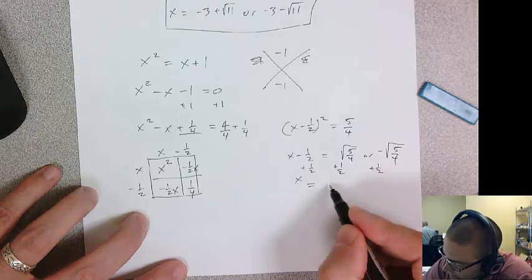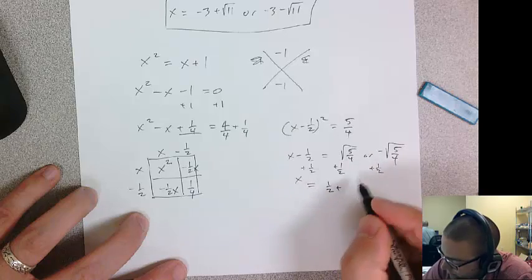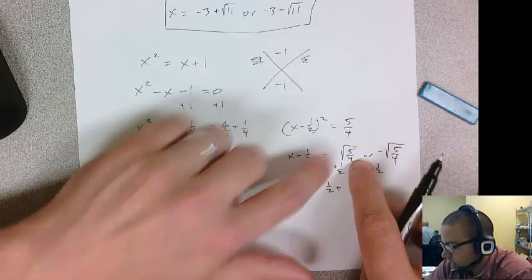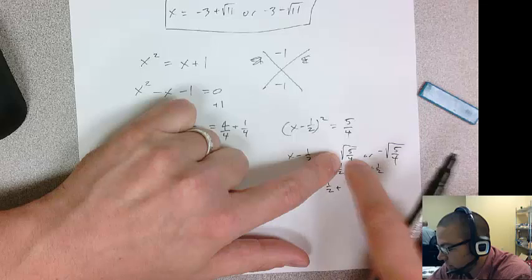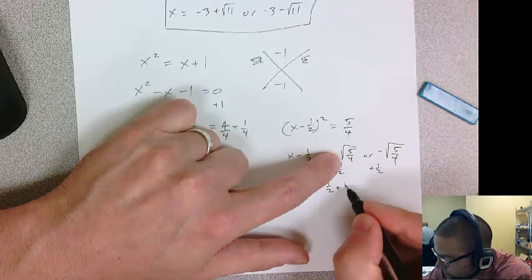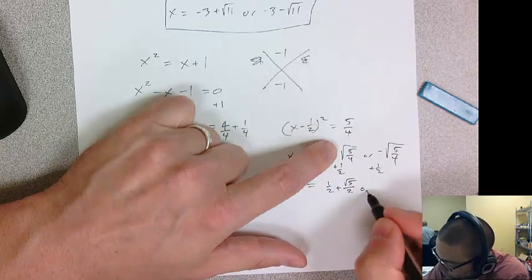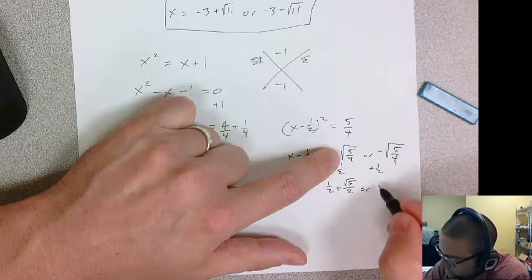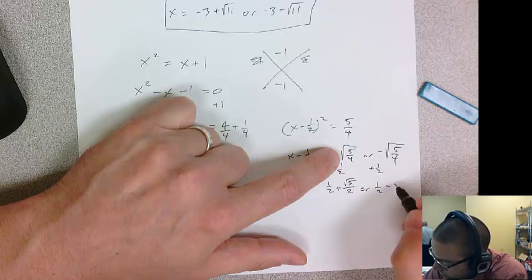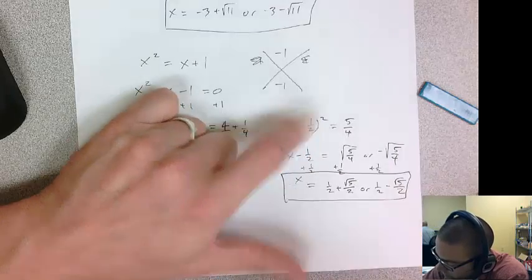So I get x is equal to 1/2 plus the square root of 5/4. Well, I don't like square roots in the denominator, so the square root of 4 is 2. So I'm just going to simplify that to square root of 5 over 2. Or it's the minus, right? So 1/2 minus the square root of 5 over 2. So those are my two solutions.